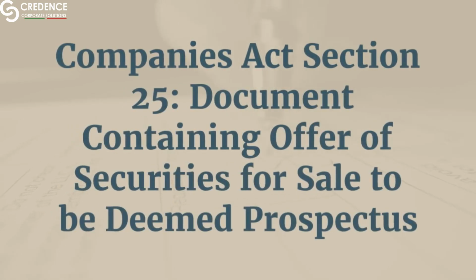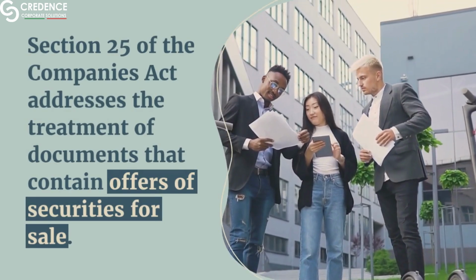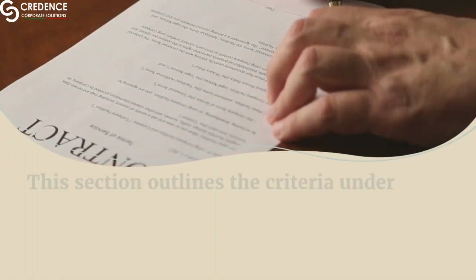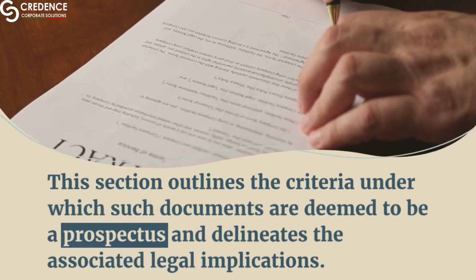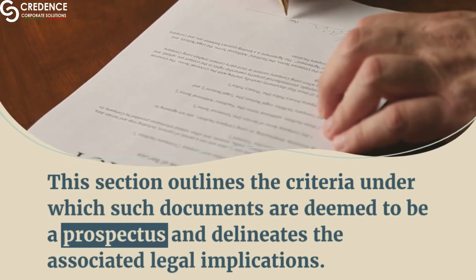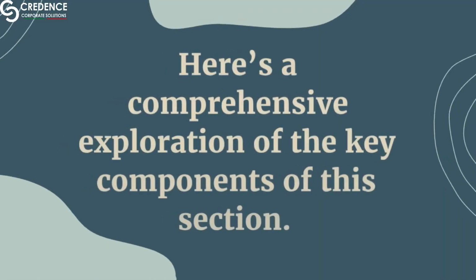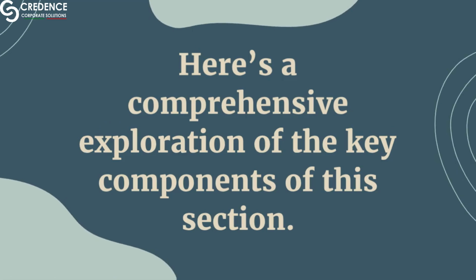Companies Act Section 25. Document containing offer of securities for sale to be deemed prospectus. Section 25 of the Companies Act addresses the treatment of documents that contain offers of securities for sale. This section outlines the criteria under which such documents are deemed to be a prospectus and delineates the associated legal implications. Here's a comprehensive exploration of the key components of this section.